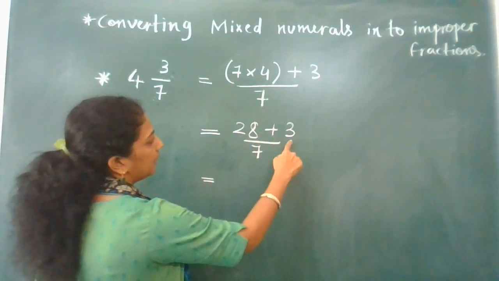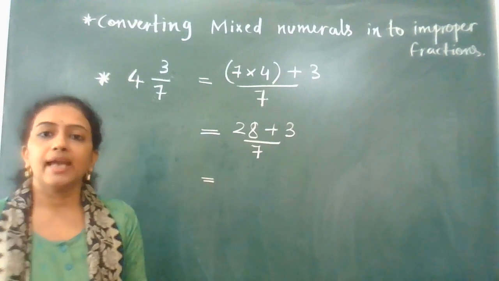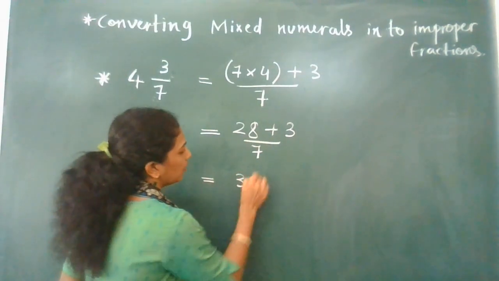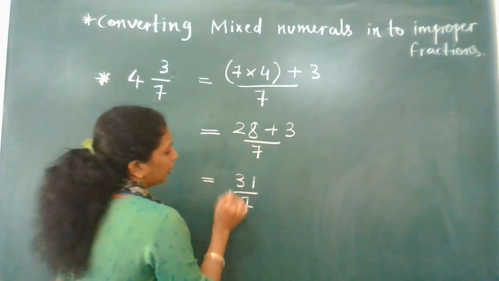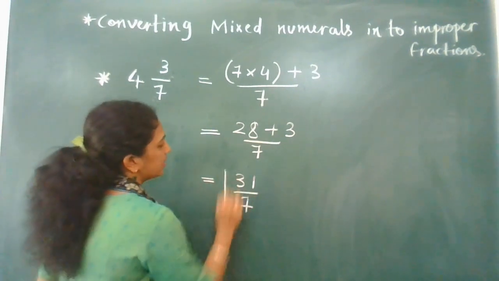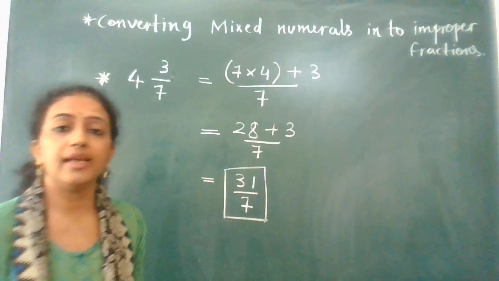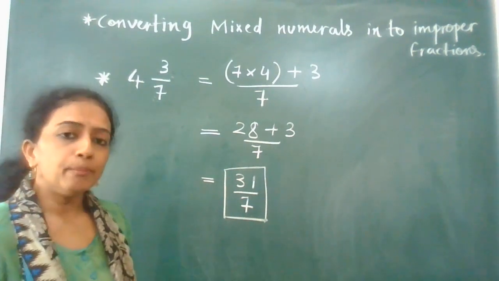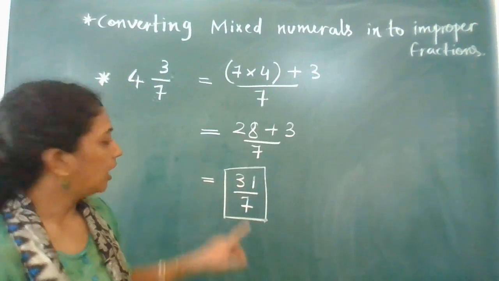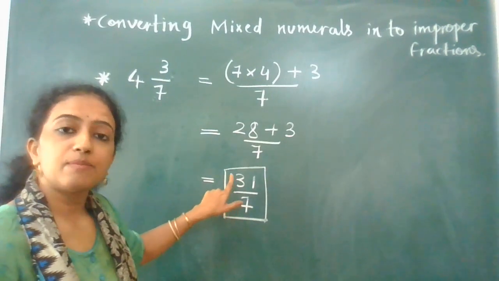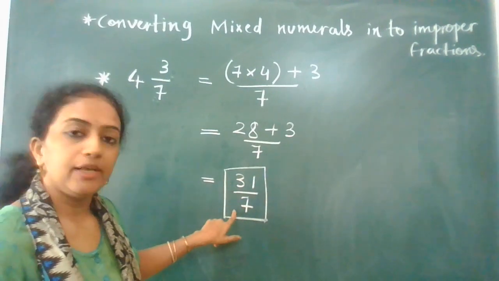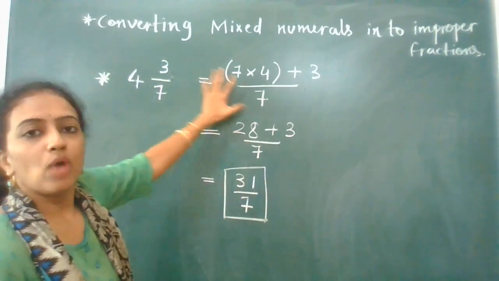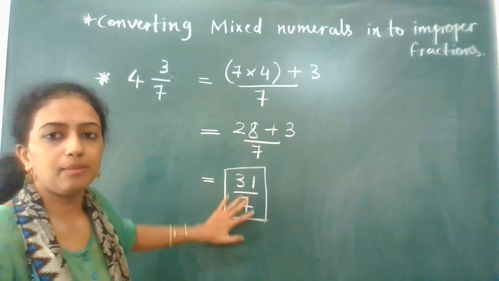Okay, so 28 plus 3, that is 29, 30 and 31. So 31 upon 7. You can see now this is converted into an improper fraction. What is an improper fraction? An improper fraction is a fraction where the numerator is bigger than the denominator. So this mixed numeral you have converted into an improper fraction.